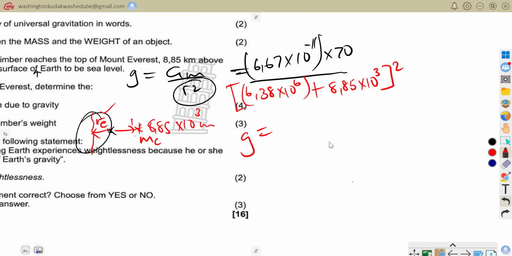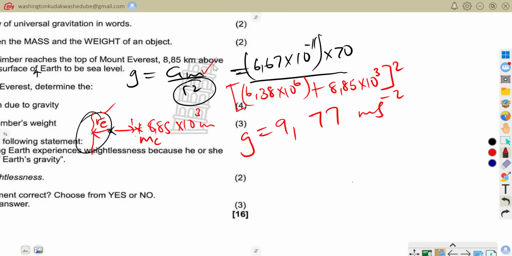The gravitational acceleration there. If we use our calculators, we are supposed to find something like 9.77 meters per square second after rounding off. So we are just punching in these values and then we would find this answer. So this is the formulation that you use for calculating your gravitational acceleration.